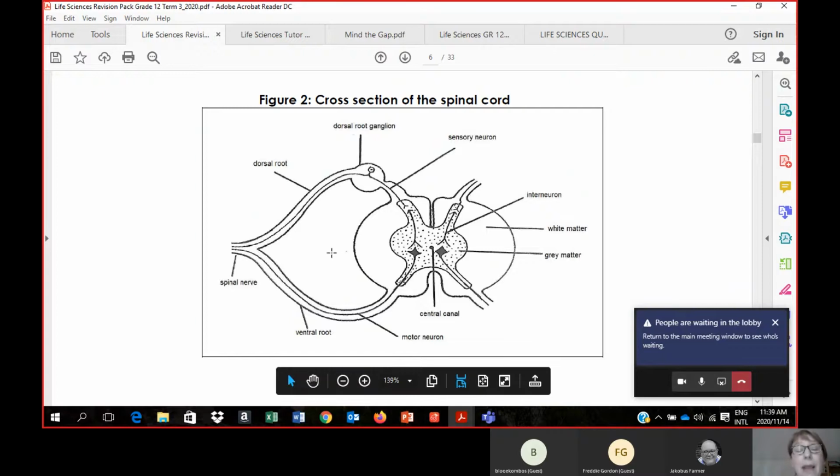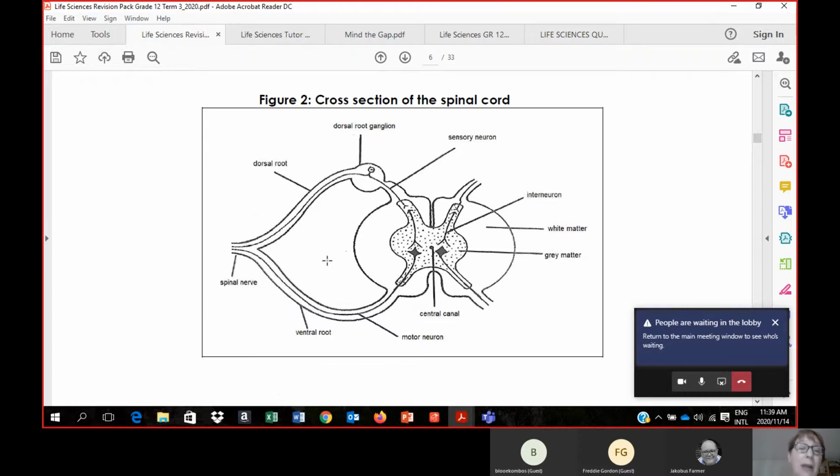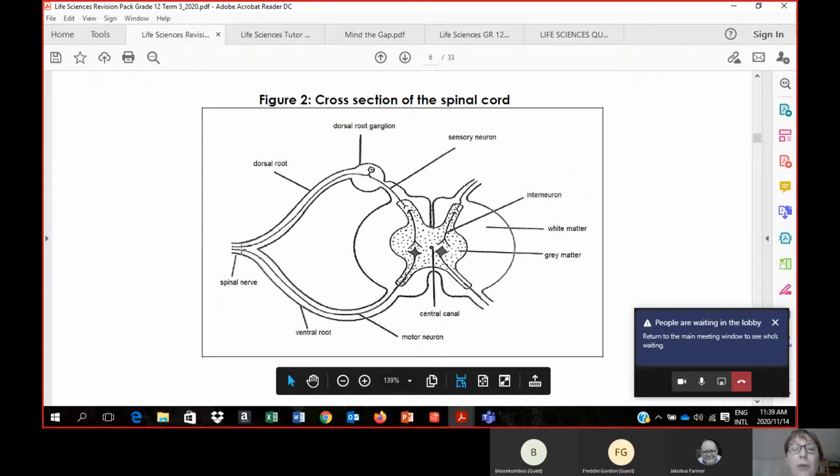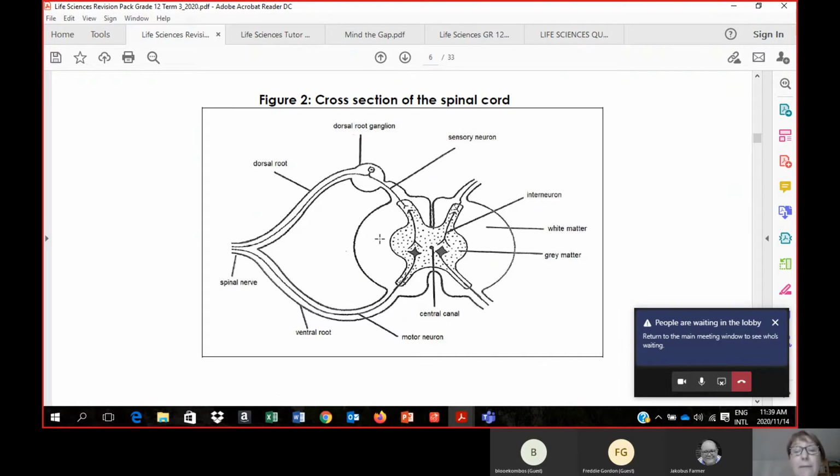Now, I want you to look at that carefully because just now we're going to be doing the structure of the neuron, and then we're going to talk about these three types once again. So once again, this one that goes in at the dorsal root is the sensory neuron. This one over here is the interneuron, and this one over here is the motor neuron. So I do suggest that you study this very carefully.